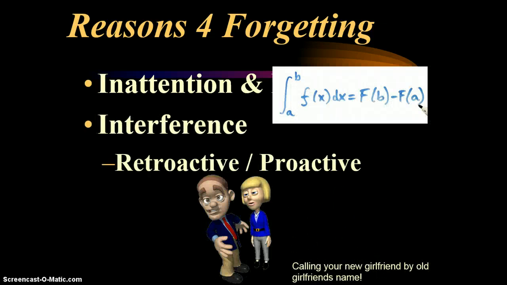Now, another thing that can cause us to forget things is interference from other material. There are two types of interference: retroactive interference and proactive interference. Retroactive interference, the easiest way to remember this is when you see the word retro, you think of old. Retroactive interference is having problems remembering old material. If you're having problems remembering old material, that means the new material is getting in the way.